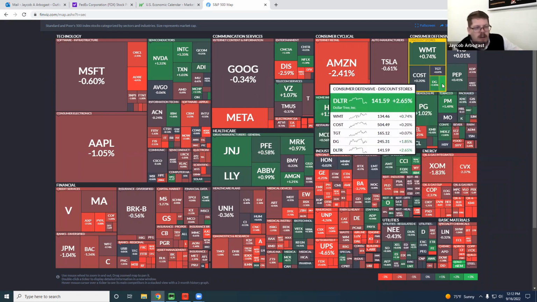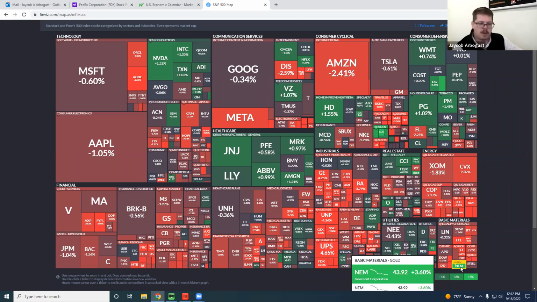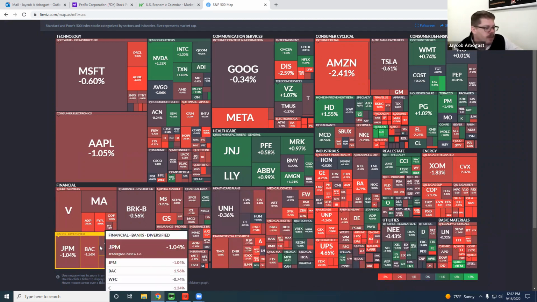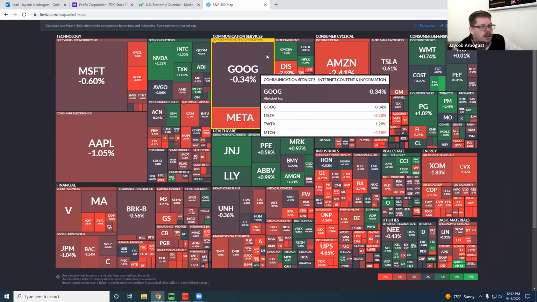Over here, I don't know what this is. Dollar Tree. Okay, so Dollar Tree over there is pretty bright. And then down here, gold apparently did pretty good today. So Newmont is probably a gold miner, and they seem to be doing pretty good. But each section, so financials, these are all financial companies over here. This is all tech companies up here.